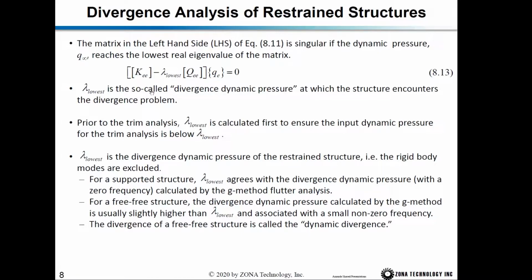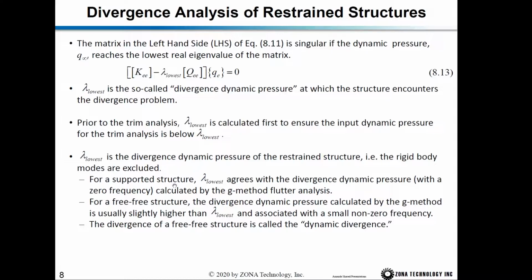So lambda lowest is the so-called divergence dynamic pressure, at which the structure encounters the so-called divergence problem. Prior to the trim analysis, lambda lowest is always calculated first to ensure that the input aerodynamic pressure for the trim analysis is below lambda lowest. If it's higher than that, that will lead to fatal error.